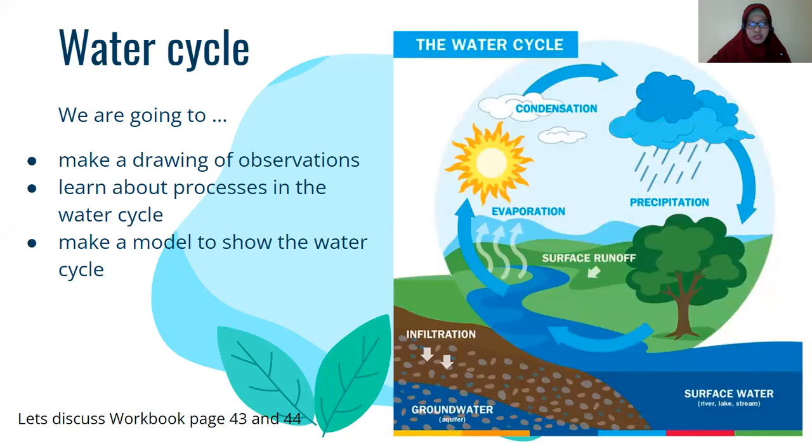The water cycle is the changes of the state of water on Earth. The process is a cycle because it will return to the original state of the water. The objective of this topic is to make a drawing of observations, learn about the processes in the water cycle, and make a model to show the water cycle. For drawing of observations, we just observe the diagram of the water cycle, and make a model to show the water cycle.